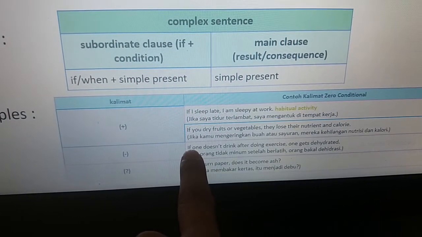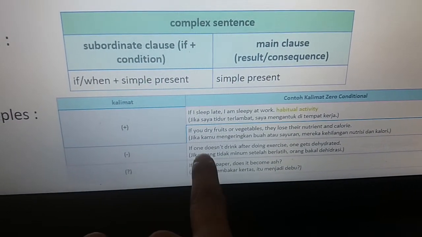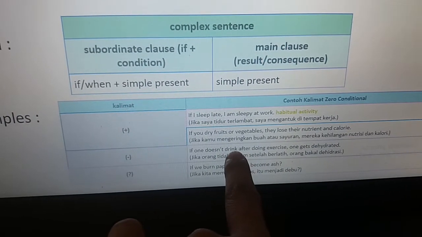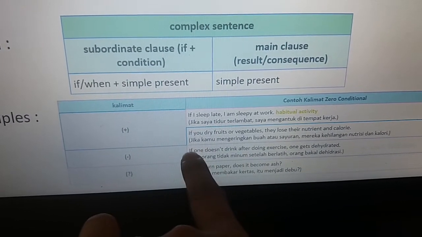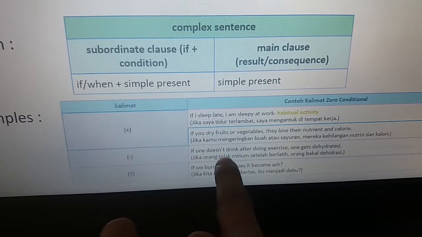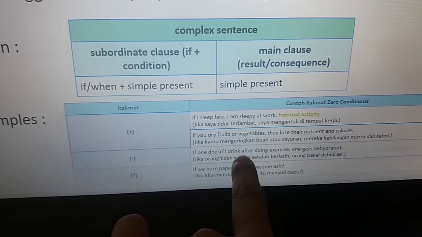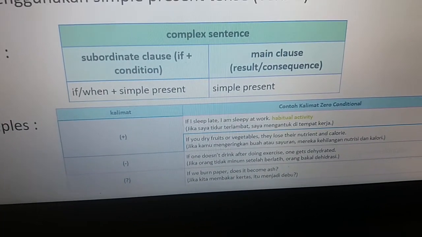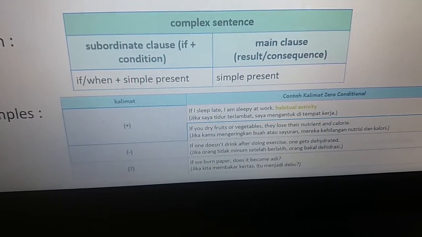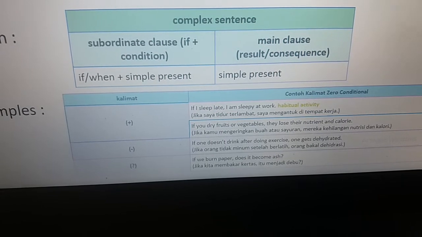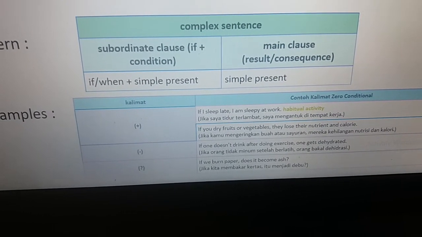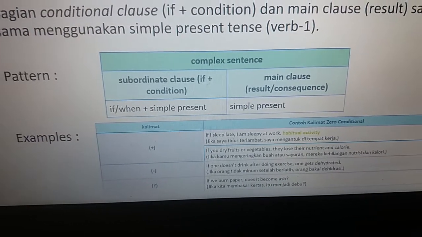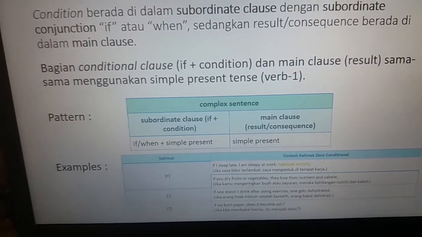The pattern is if or when plus simple present. This is if, this is for a negative sentence. This is if, then simple present. Drink is verb one. If plus simple present: if one doesn't drink after doing exercise, one gets dehydrated. The condition is that if a person doesn't drink after exercising, the consequence is that the person will get dehydrated. Okay, this is some explanation about zero conditional.